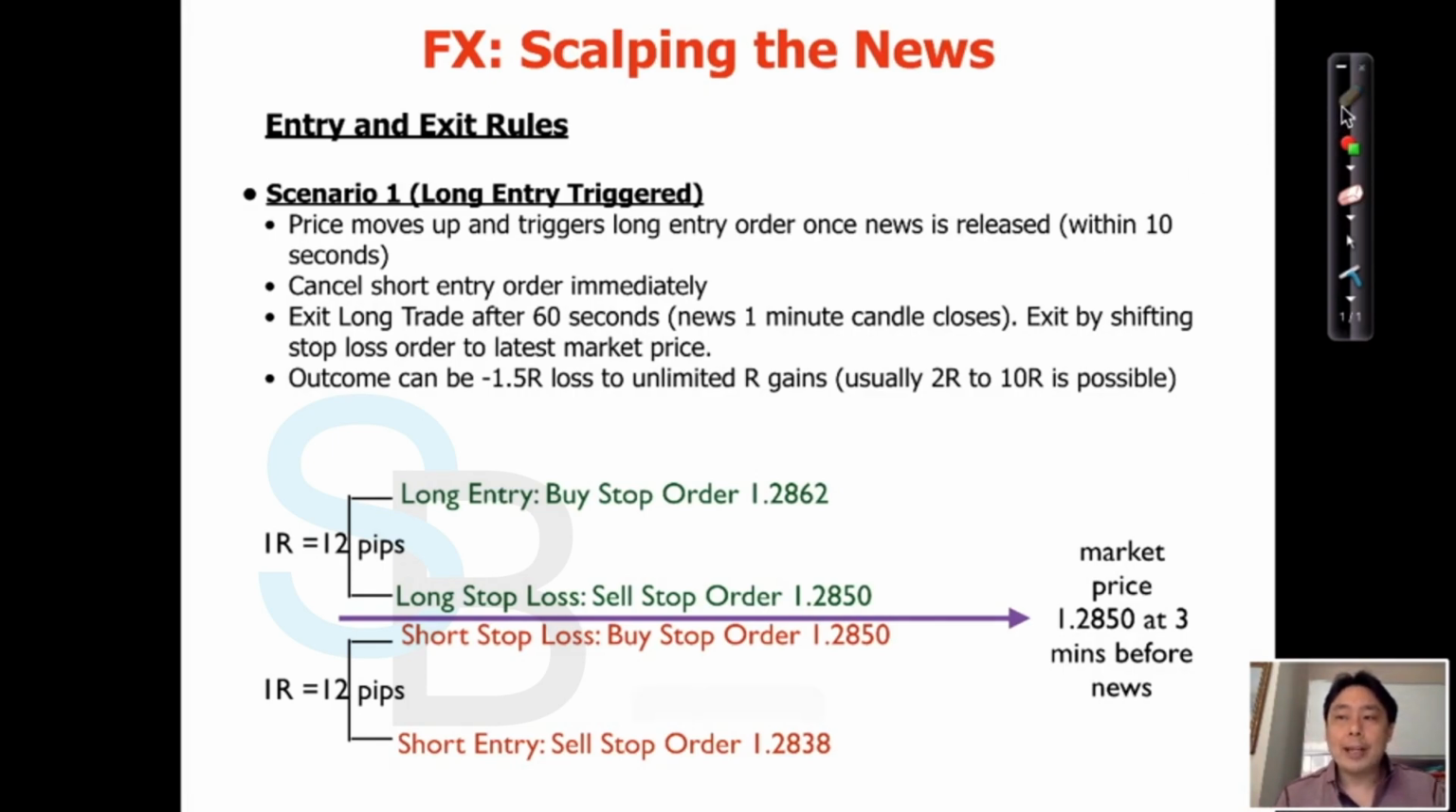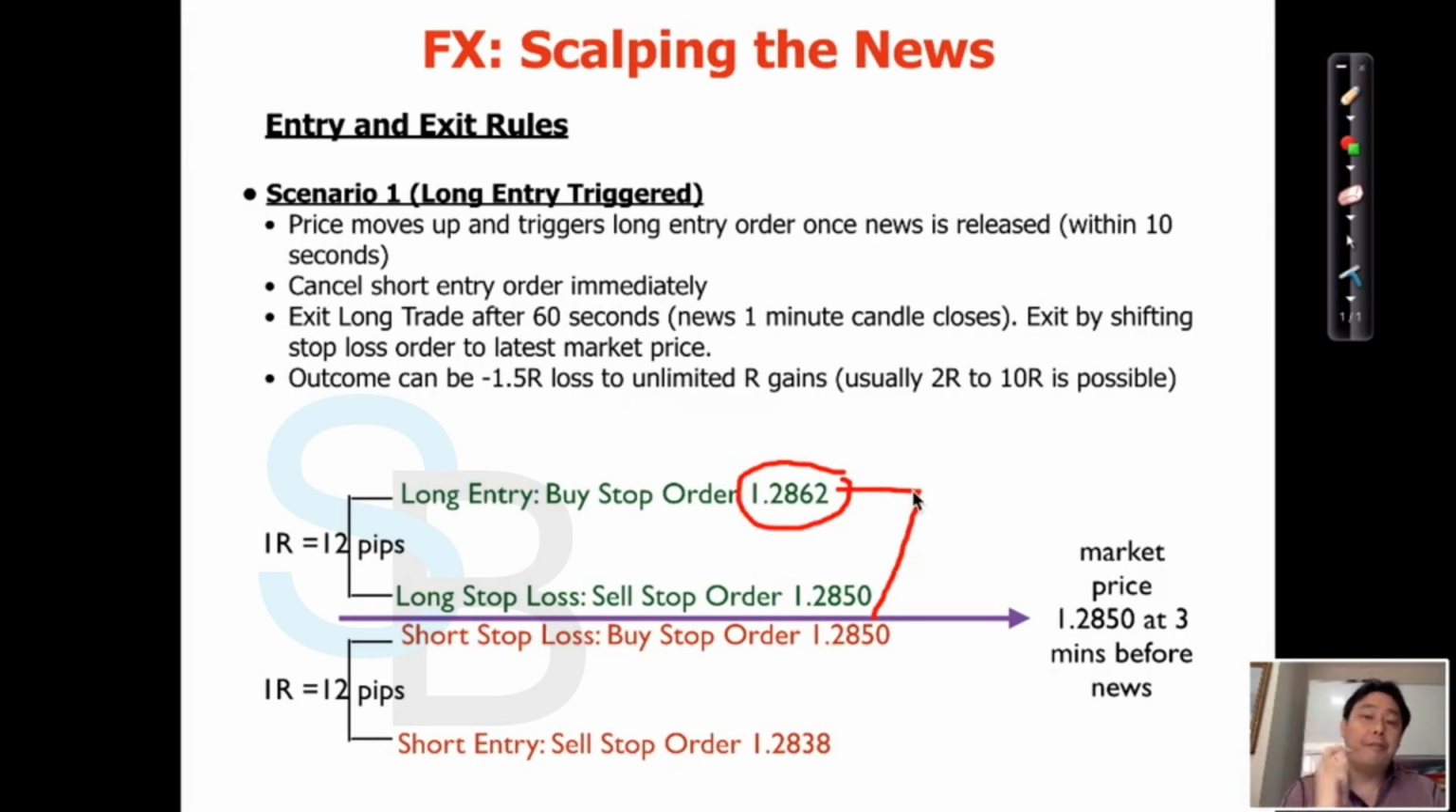So in the first scenario, what happens? The order is triggered on the long side. So the price moves up rapidly, and when it reaches 2862, what happens? It will trigger the buy. So you would buy at 2862.